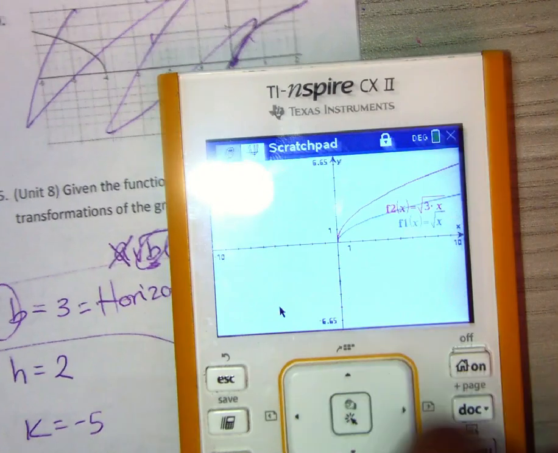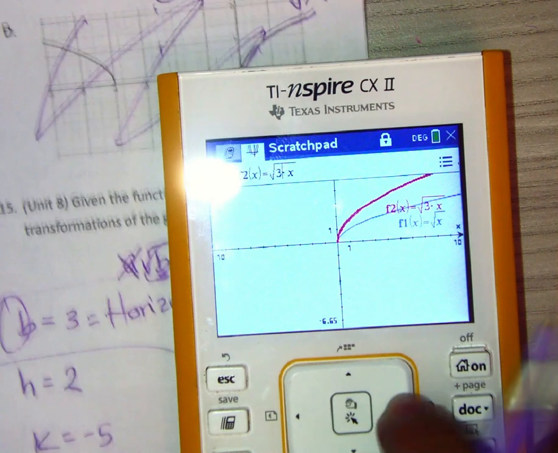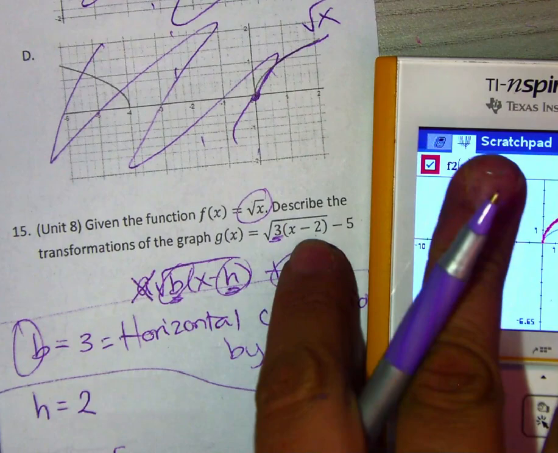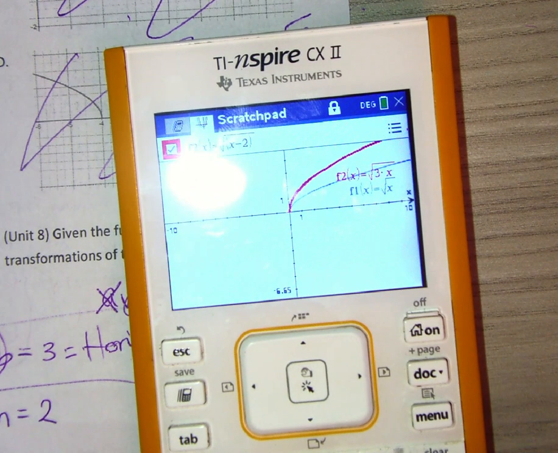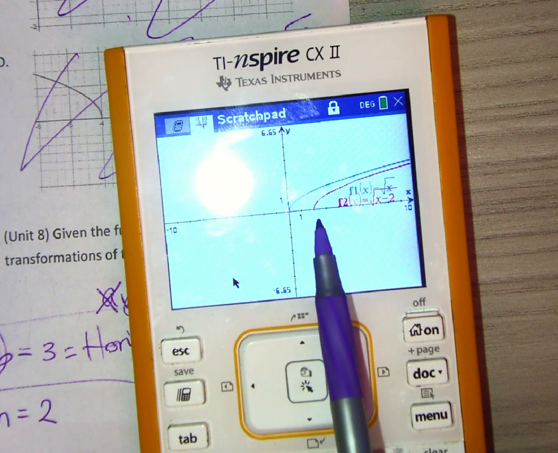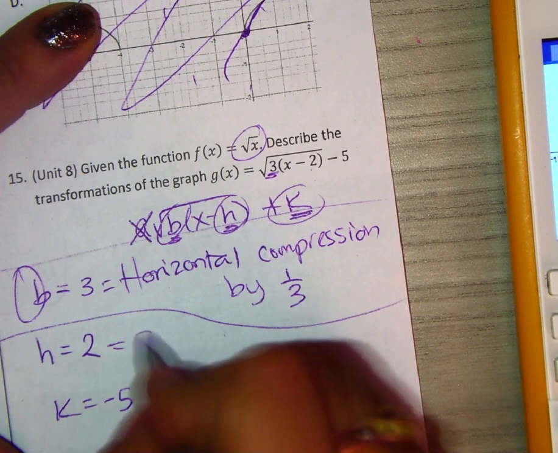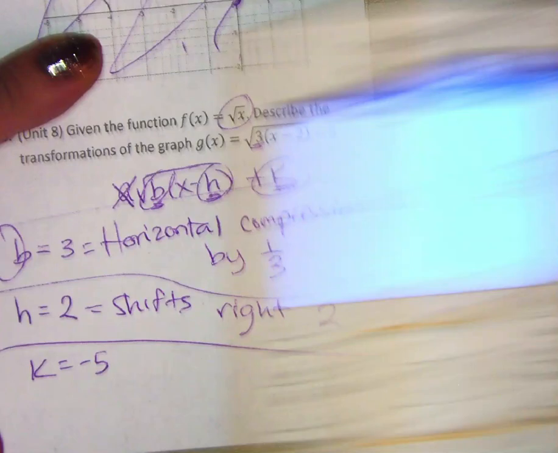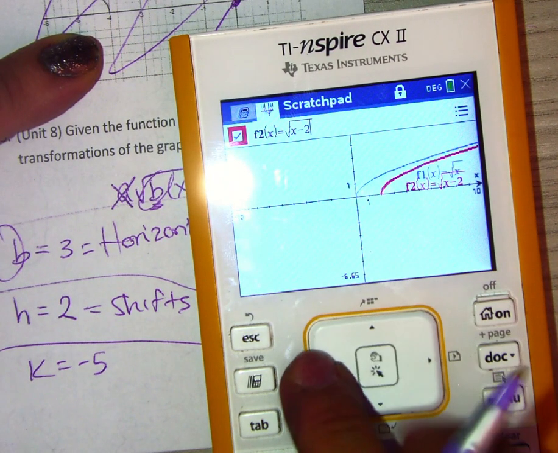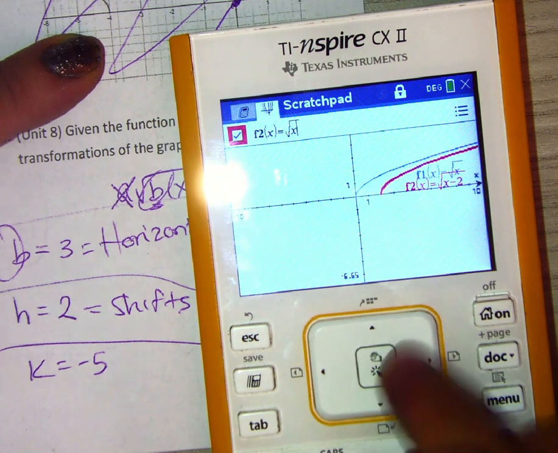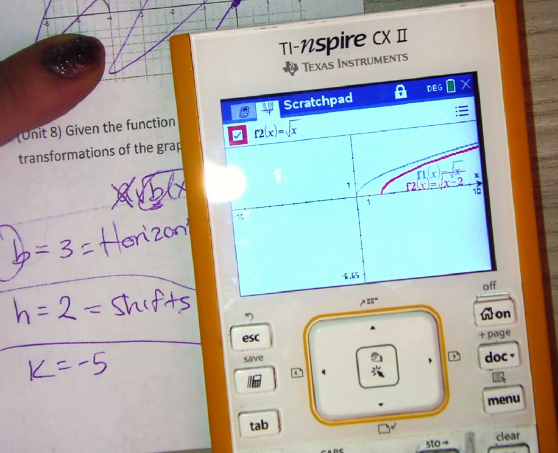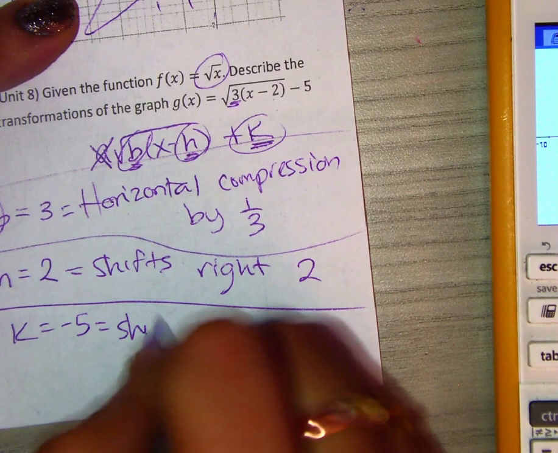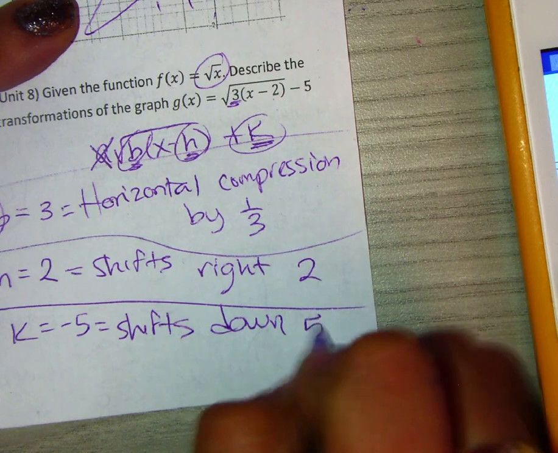For the 2, we're going to have not the 3 in there, but instead copy down what you have, x minus 2. And notice that the parent function just shifted to the right. So shifts right 2. Then we have k of -5. So I'm going to delete the 2 and then put outside of the radical -5. So notice that it lowered it. So it shifts down 5.